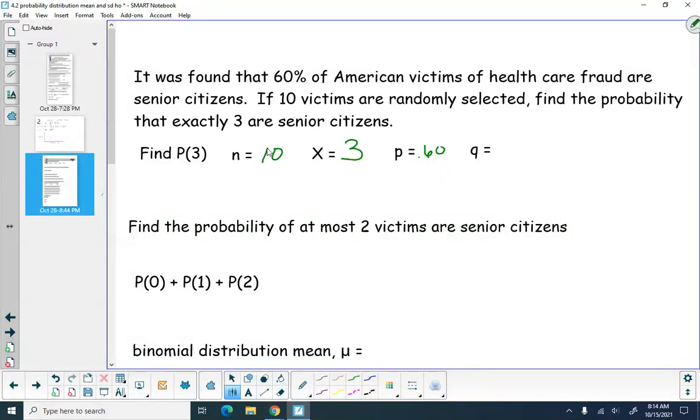If my probability for success is 0.60, that means my probability for failure would be what then? Ethan? 0.4. So we have our 10C3, the probability for success to the number of successes. So we have 0.6 to the third, that's probability for success to the number of successes, times the probability of failure to the number of failures.